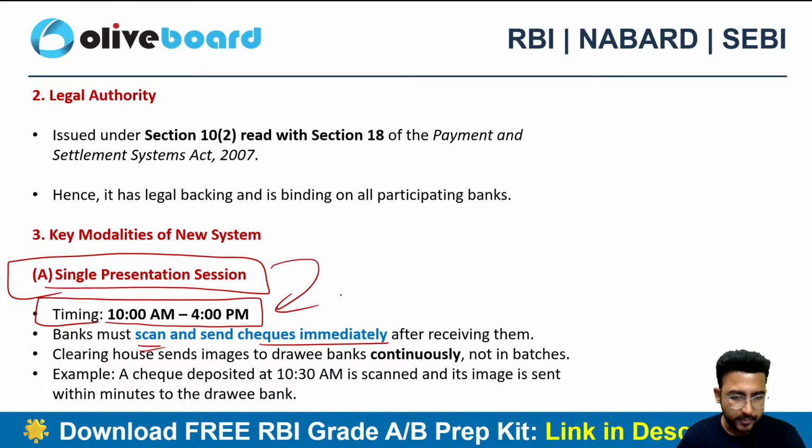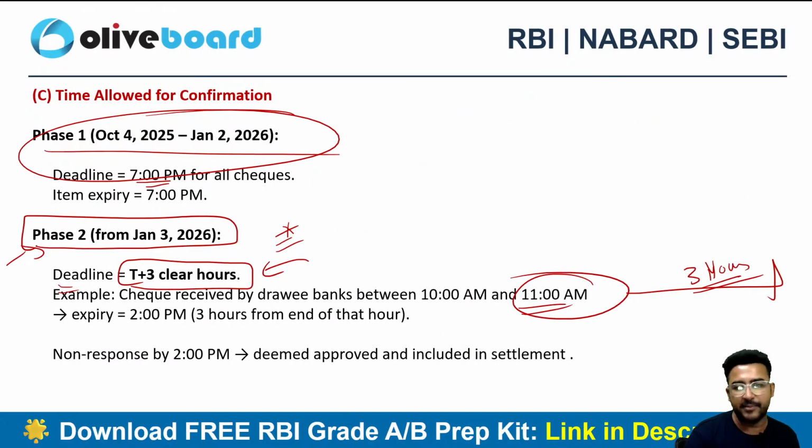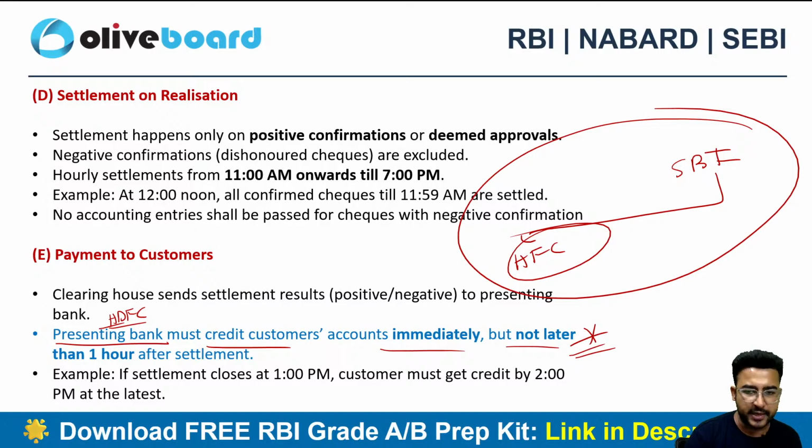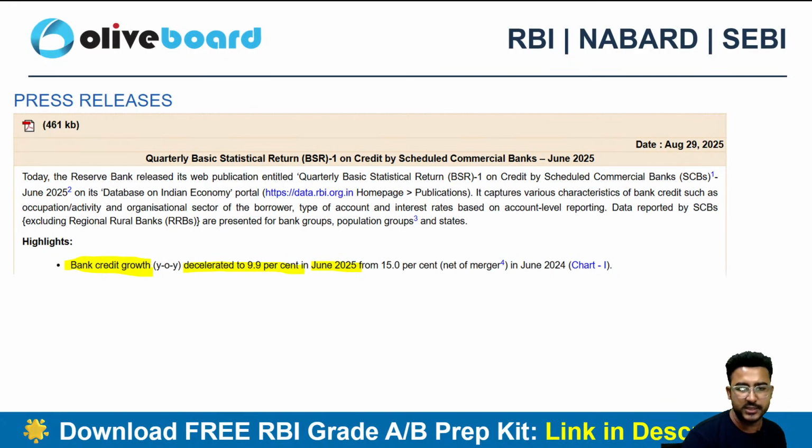Next, please do remember the presentation session. What is your presentation session, right? The drawee bank confirmation session, the fact that it will be treated as deemed approved. If the drawee bank is not confirming or even not rejecting, it will be treated as a deemed approval. So these things will definitely be important, and after the settlement, the presenting bank needs to credit the amount within 1 hour of the settlement, right? So I have mentioned all the key takeaways as well for your examination, so that at a glance you can have a quick understanding of this particular circular.